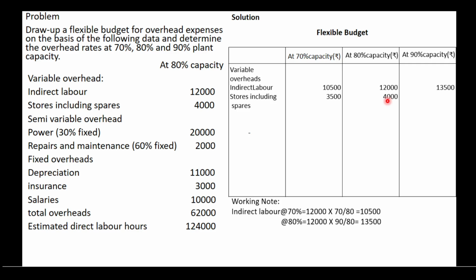Under the semi-variable overhead, the first thing is the power. Okay, under the power, here the 30% are fixed. So here the amount of the power is 20,000 rupees. So in this 20,000 rupees, the 30% are fixed.